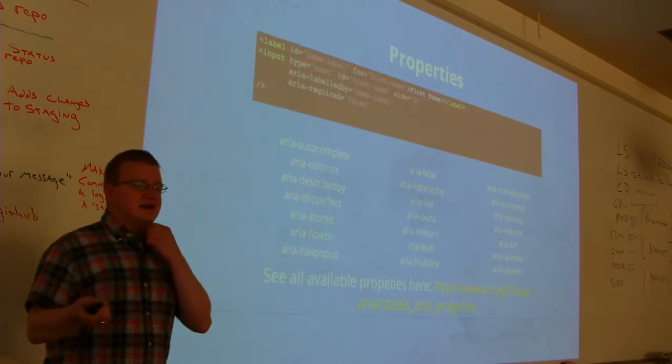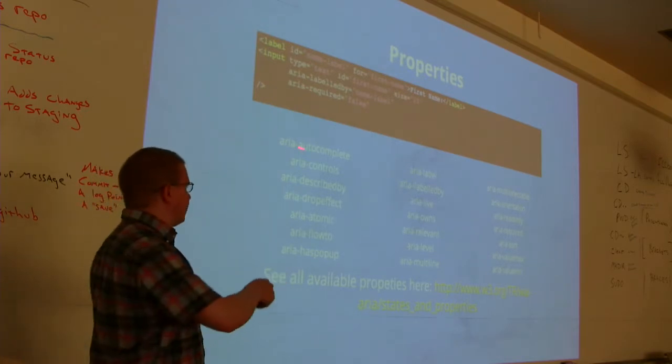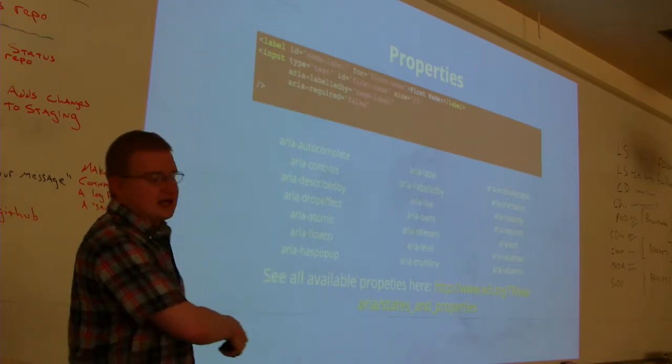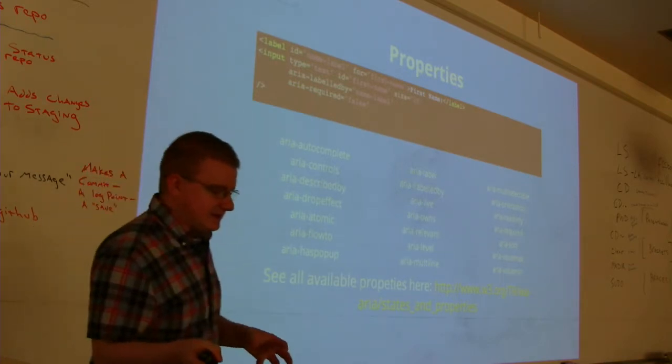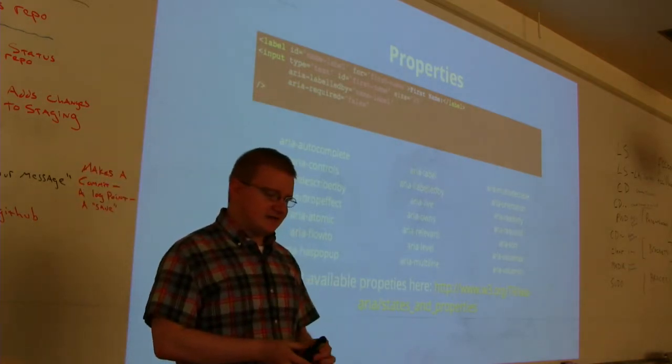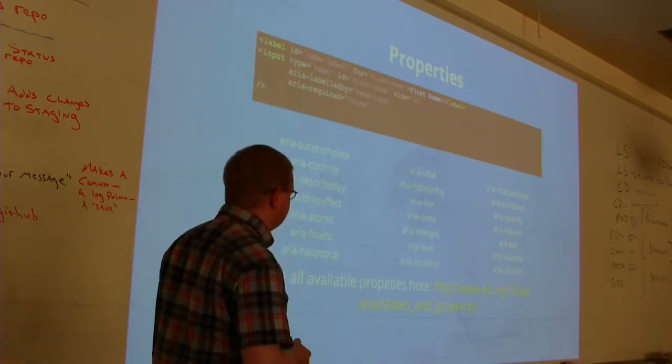Yeah, these are specific. So these are like a predefined list. These aren't just arbitrary values. These are predefined lists that the Web Accessibility Initiative has worked with the W3C to define.